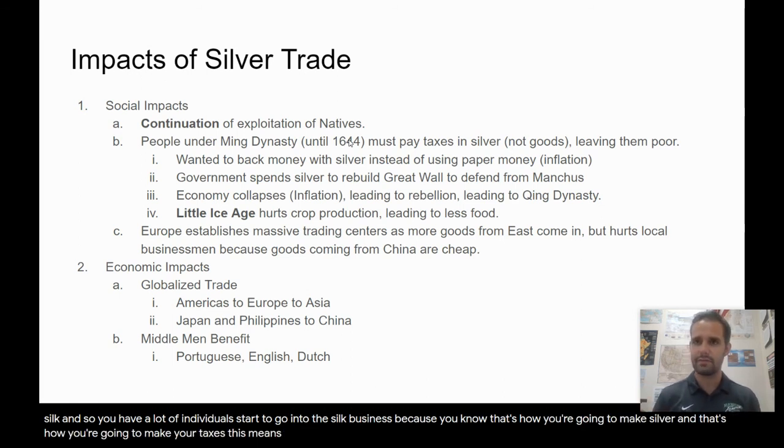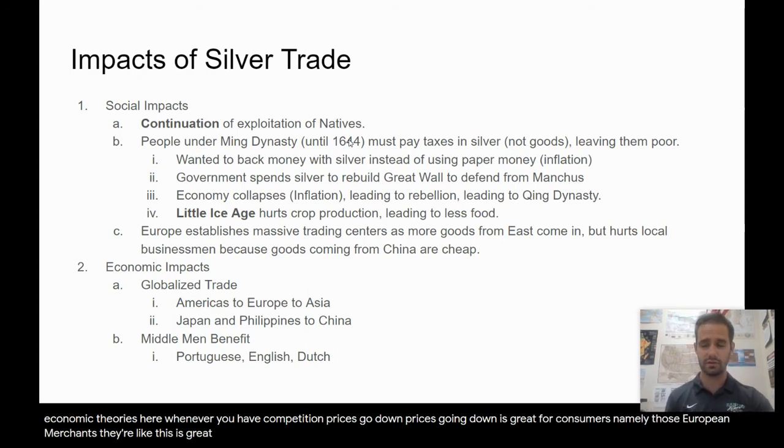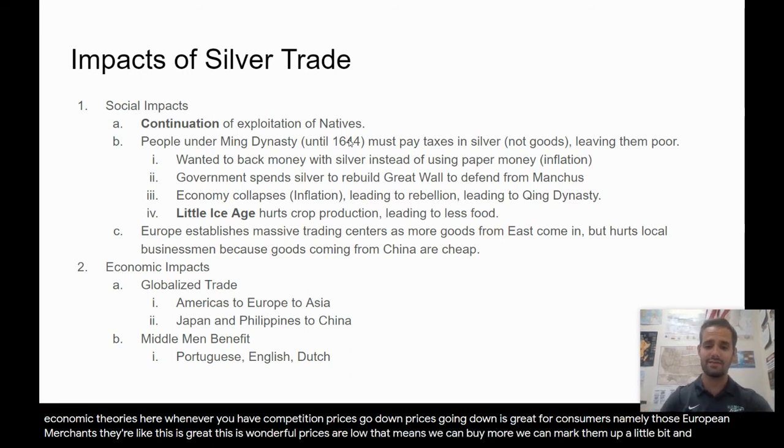This means that more and more people in Ming China are producing silk. Now, here's some basic economic theories here. Whenever you have competition, prices go down. Prices going down is great for consumers, namely those European merchants. They're like, this is great. This is wonderful. Prices are low. That means we can buy more, we can mark them up a little bit and make even more money.